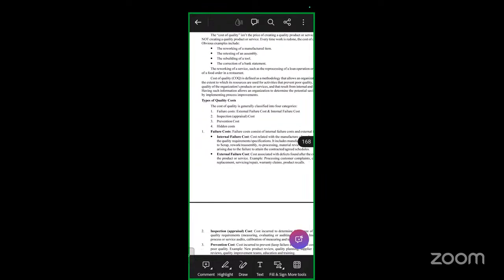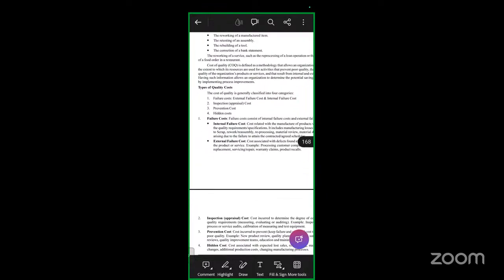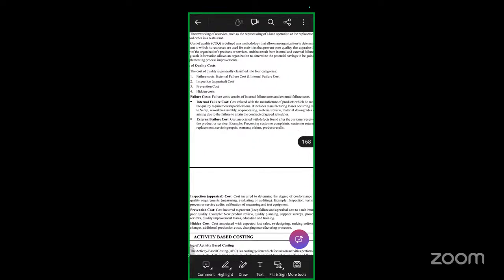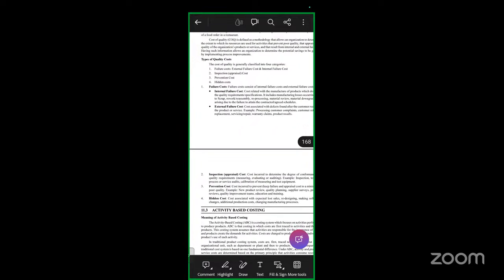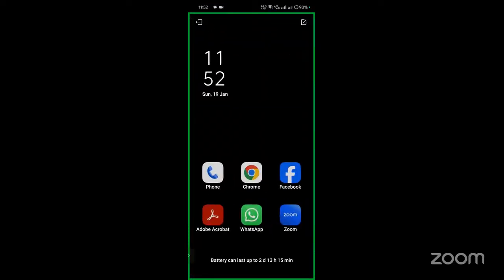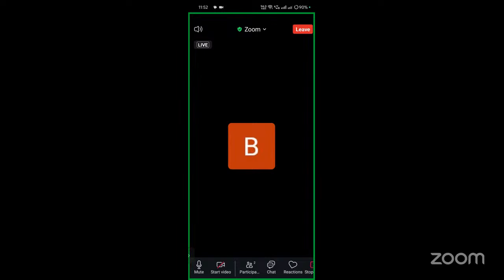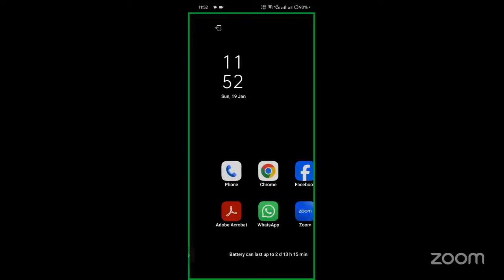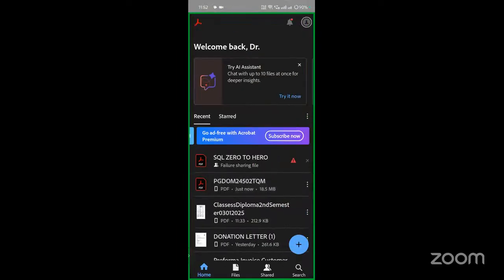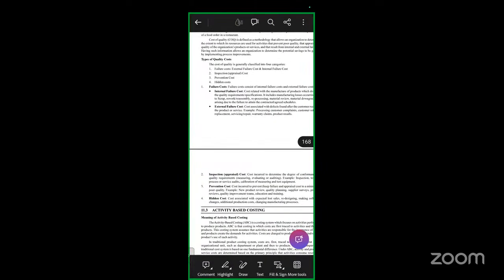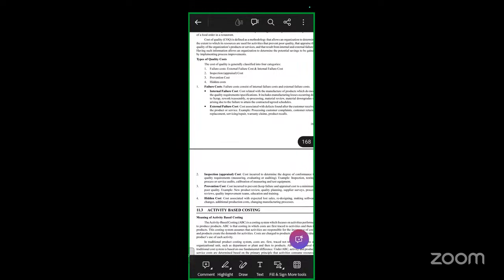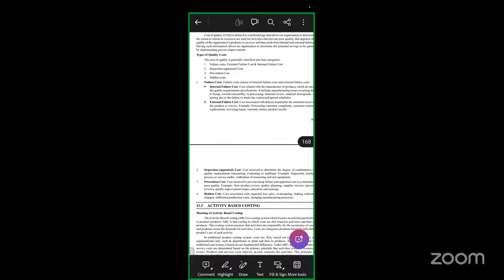Failure, that is external failure. Okay, what is external failure? External means it is not happening internally, it is happening in an external way. So external failure is nothing but the product goes to the customer end, and the product fails externally. That is called external failure cost. That is failure.